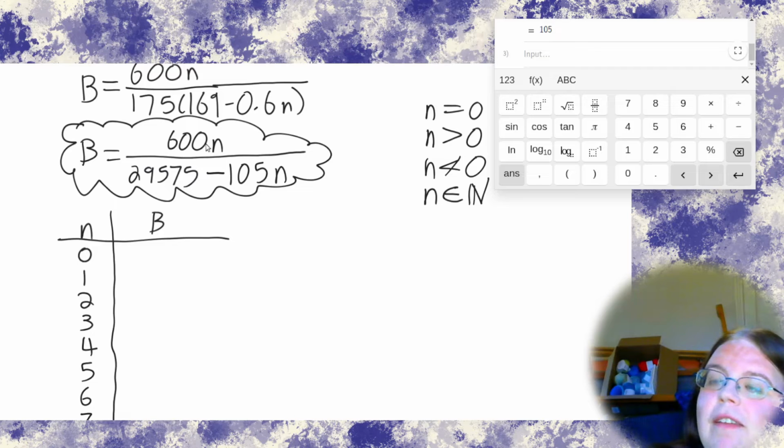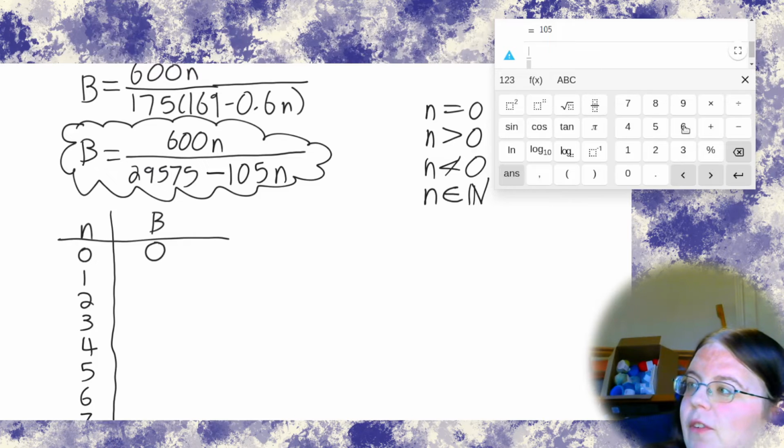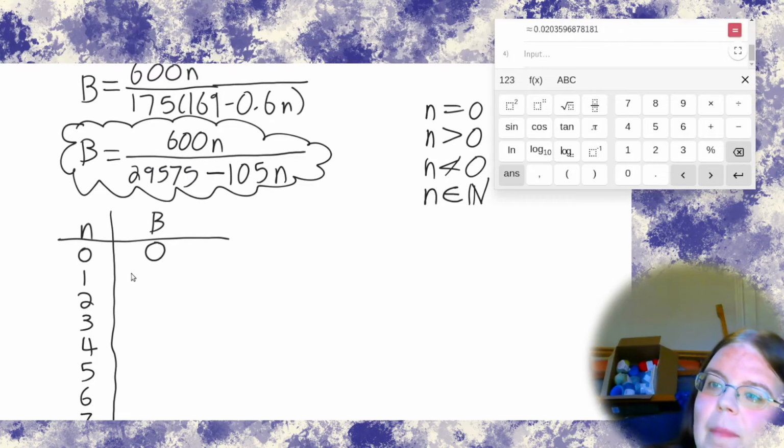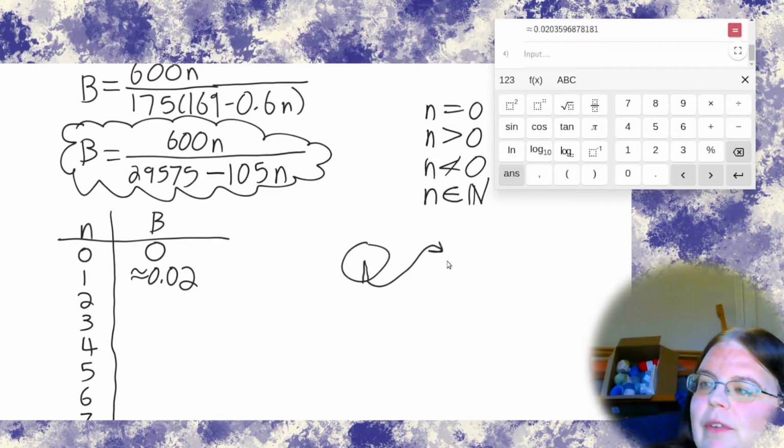If Frank drinks 0 drinks, this is actually really easy to calculate. We don't even need the calculator for this one, because 600 times 0 would be 0, and 0 over anything is 0. So Frank's blood alcohol concentration is 0 if he doesn't drink at all. Makes sense. But what if he drinks 1 drink? So we'd have 600 times 1, but that would be divided by 29,575 minus 105 times 1. And our result there would be about 0.02. Now again, that's already in percent, so that's not 2%, that's 0.02%. That's like if you take a percent and zoom in on it, then we're taking a percent of a percent. So a very small amount.